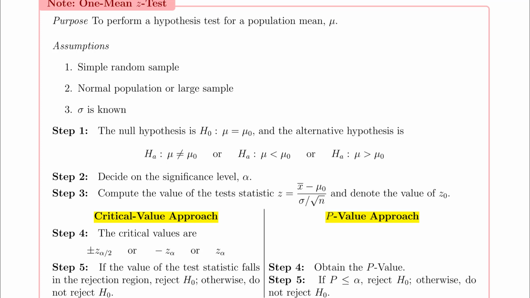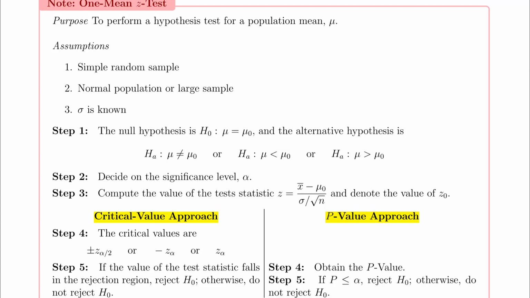One, we have to assume that it is a simple random sample. Two, we're going to assume one of two things. It's either a normally distributed population or we have a large sample size. And then three, we're also going to make sure that we do know what the population standard deviation is.